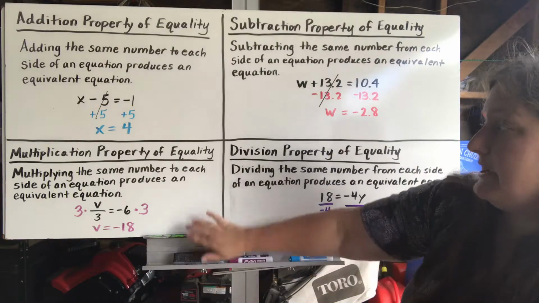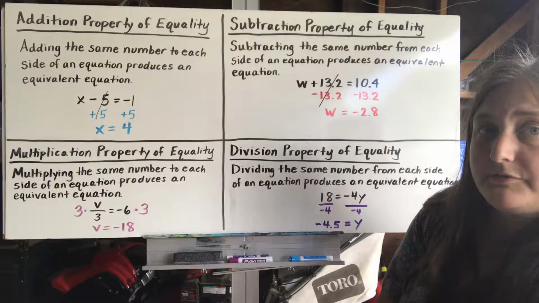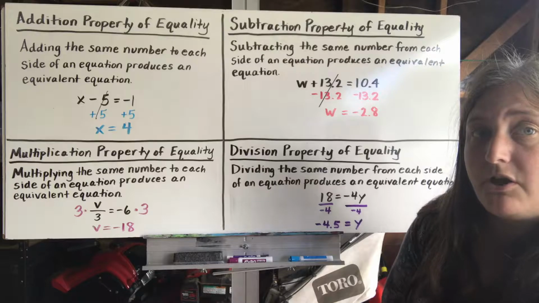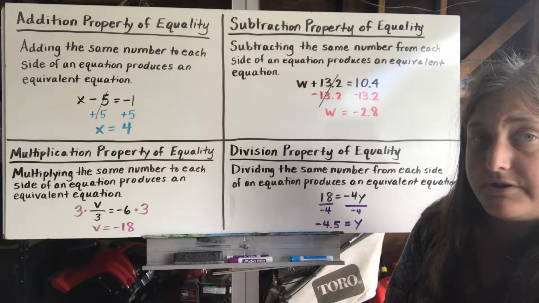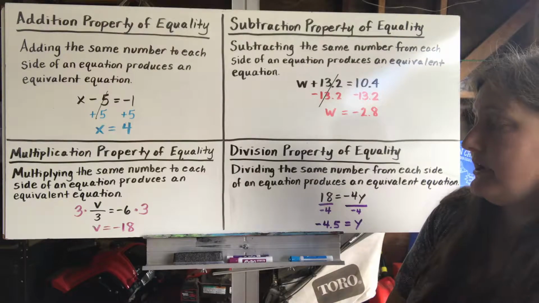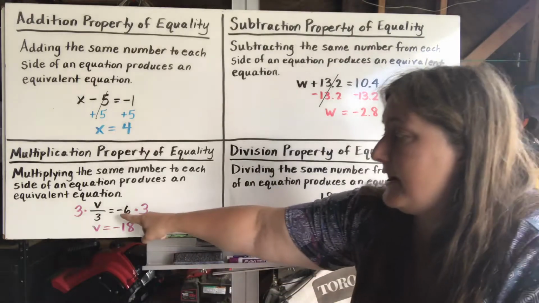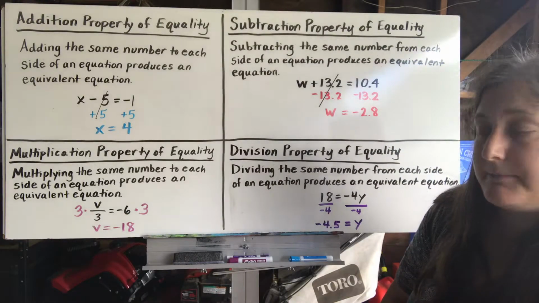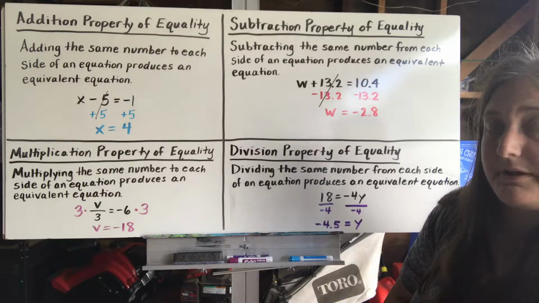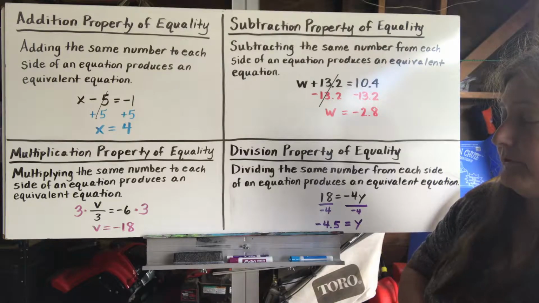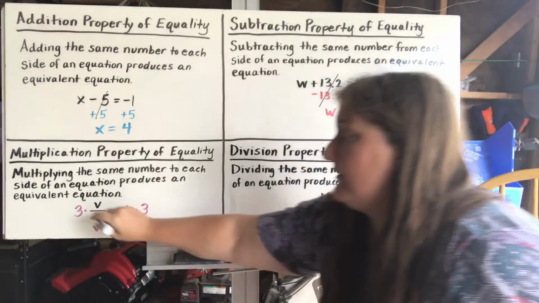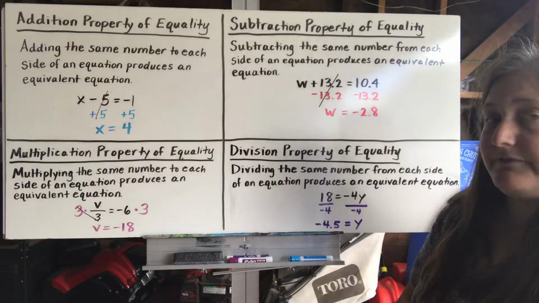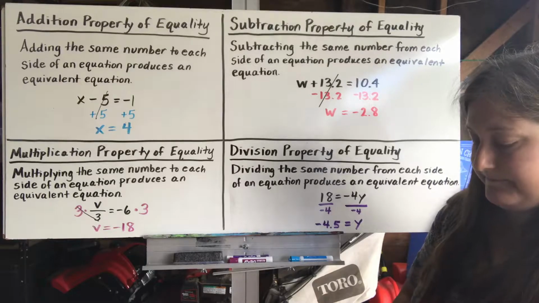It also works for multiplication. Our multiplication property of equality says you can multiply an equation by a number as long as you multiply both sides of the equation by that number. So here, I started off with v divided by 3 equals negative 6. The opposite of dividing by 3 is multiplying by 3, and I'll have to do that so that the multiplying and dividing by 3 cancel out, and I'm getting v by itself. So in this case, v equals negative 18.